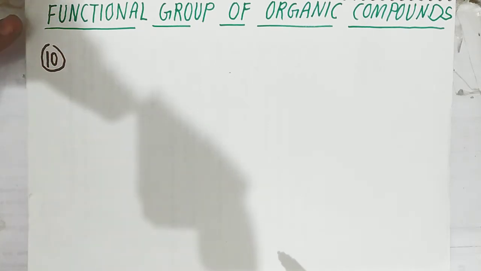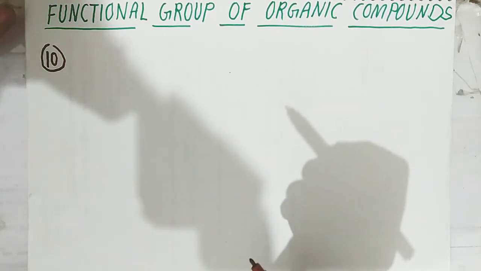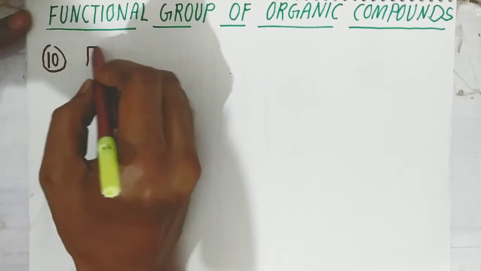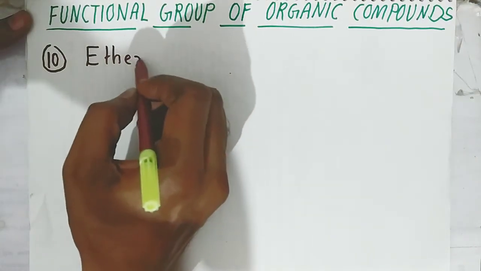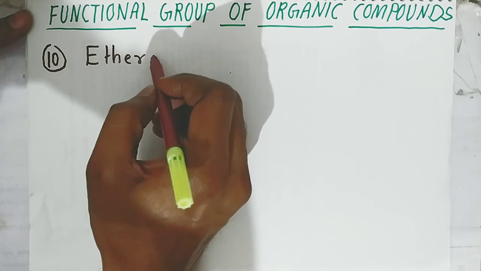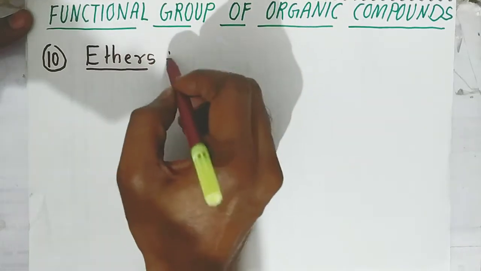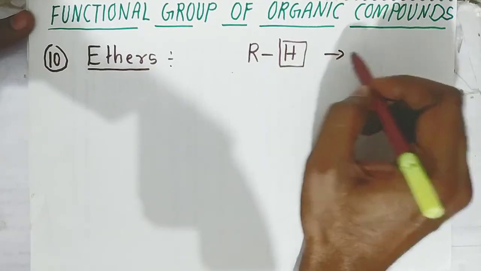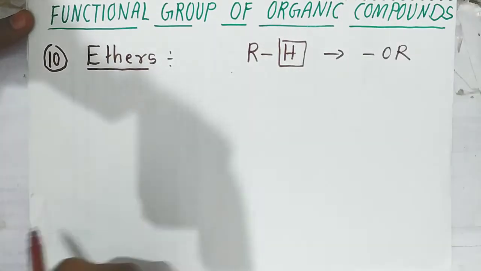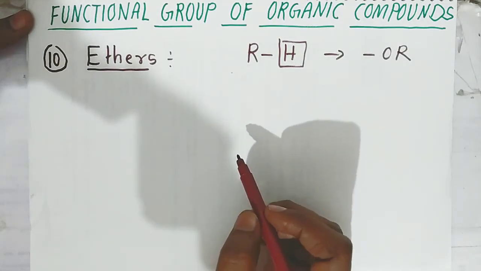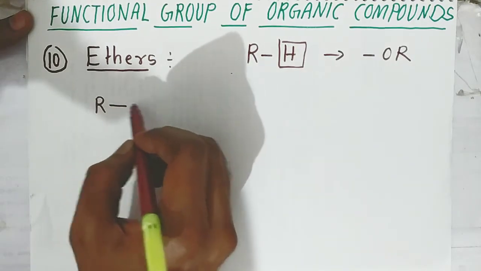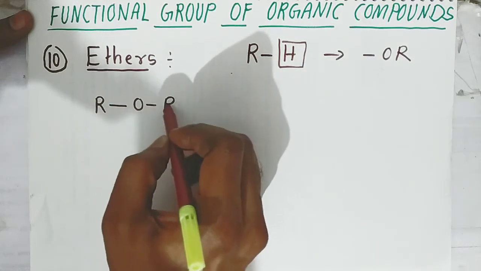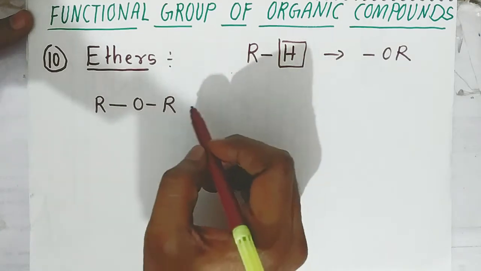The 10th functional group, students, that we are going to see here is called ethers. How it is derived, you already know. When hydrogen of the alkane is replaced by an alkoxy group, we call it ether. That means the ether formula, students, will become ROR, that is called ether.